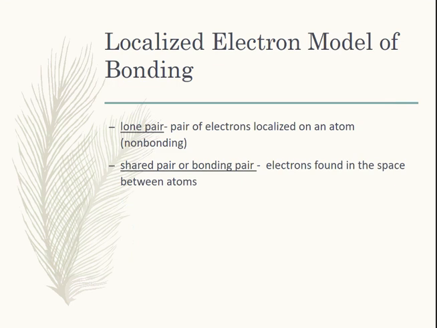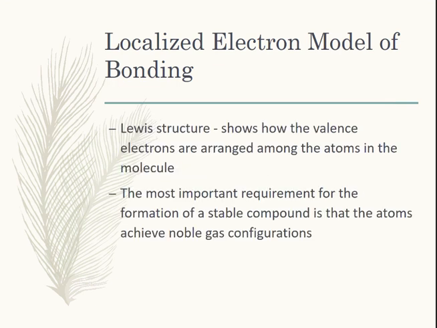There are some terms that it's important for us to remember in the localized model. A lone pair is a pair of electrons on an atom that are not bonding, and a shared or bonding pair is electrons that are in space between atoms, and their position in space has to do with the attraction for each atom. We'll use Lewis structures to draw the structures we see in covalent, mostly covalent drawings. We'll see a few ionic perhaps. We have to keep in mind that when we do this, we're achieving noble gas configuration for each of the atoms involved.